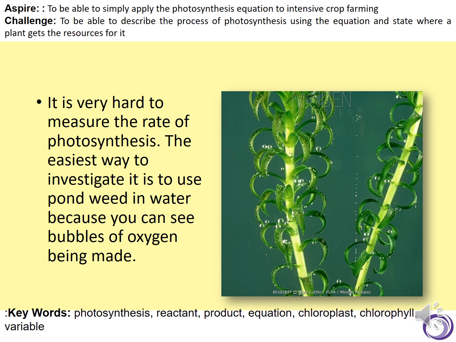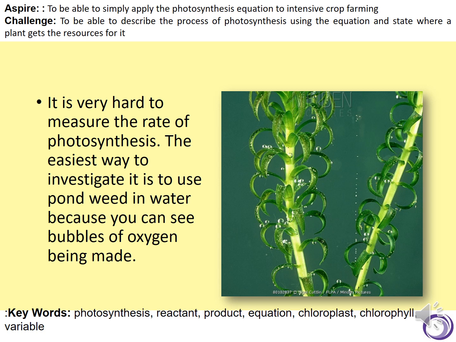So here we have a water plant, and water plants are really useful because we can actually see the byproducts of photosynthesis in the production of bubbles of oxygen. And we're talking here about an experiment that's part of Key Stage 4 GCSE work, but something that we can touch on now. So it's very hard to measure the rate of photosynthesis in normal plants because you can't see the products very easily. So the easiest way to do it is to investigate it in pondweed, in water, because you can see the bubbles of oxygen being made.